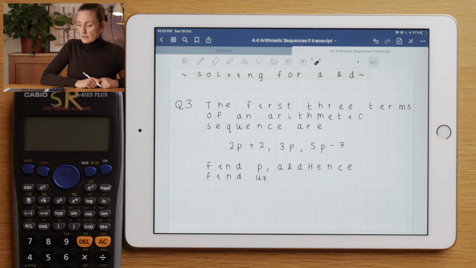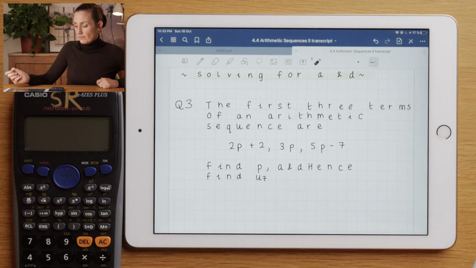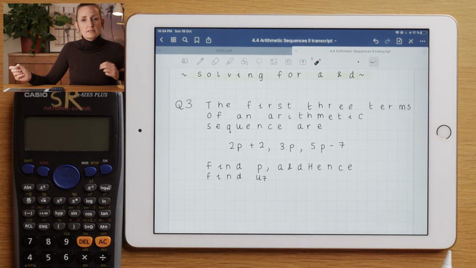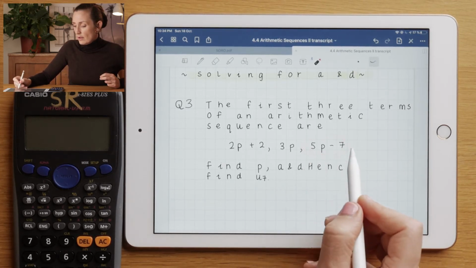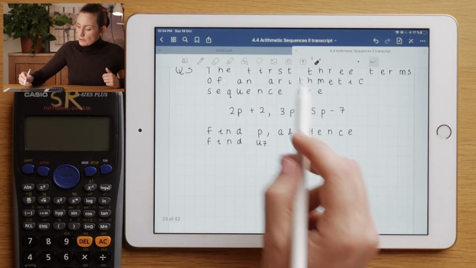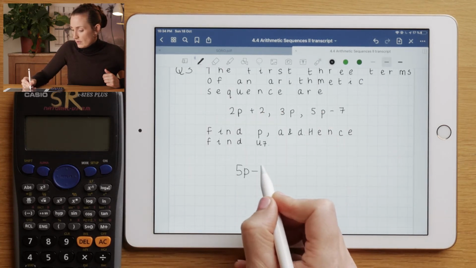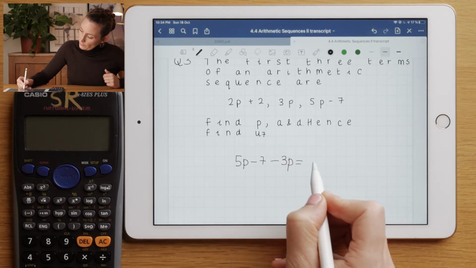Now, question 3 tells us the first 3 terms of an arithmetic sequence are here. Find p, a and d, hence find u7. The trick with these questions is to remember what an arithmetic sequence is. An arithmetic sequence is a sequence that has a common difference. So if we take the term in front, take away the term behind, we should always get d. If you repeat that process twice, it should be equal to d.